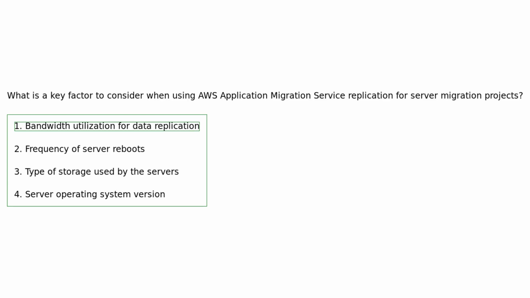Bandwidth utilization is a key factor to consider when using AWS Application Migration Service Replication for server migration projects, as it directly impacts the speed and efficiency of data replication.